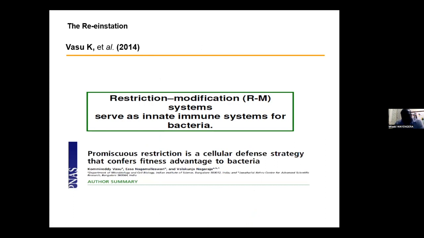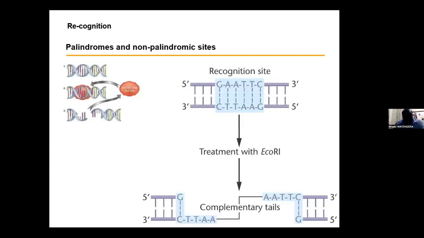This publication from 2014, from PNAS, is titled Restriction modification systems serve as innate immune defenses for bacteria. I thought this is a nice paper. Frankly, this has been known for years, from the time the restriction enzymes were identified. But how do they work?